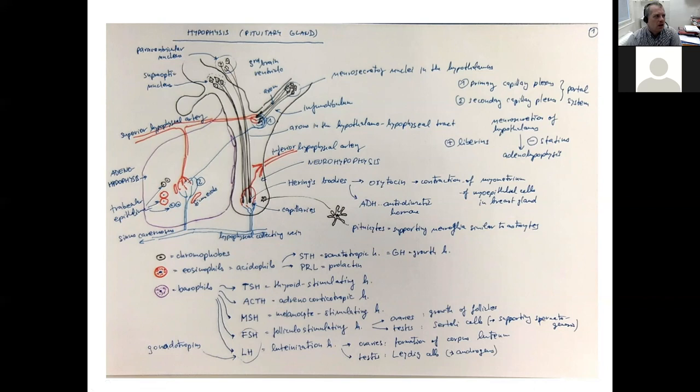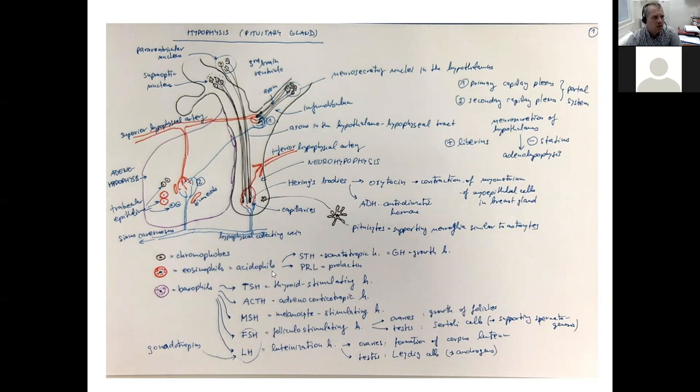But the adenohypophysis, the anterior part, is completely different. It's made of trabecular epithelium. And what are the cells? There are cells that do not stain. We call them chromophobes. Phobia is fear. Chromos is color. So they are afraid of color. Then we have eosinophils, eosinophilic staining cells, and basophils.